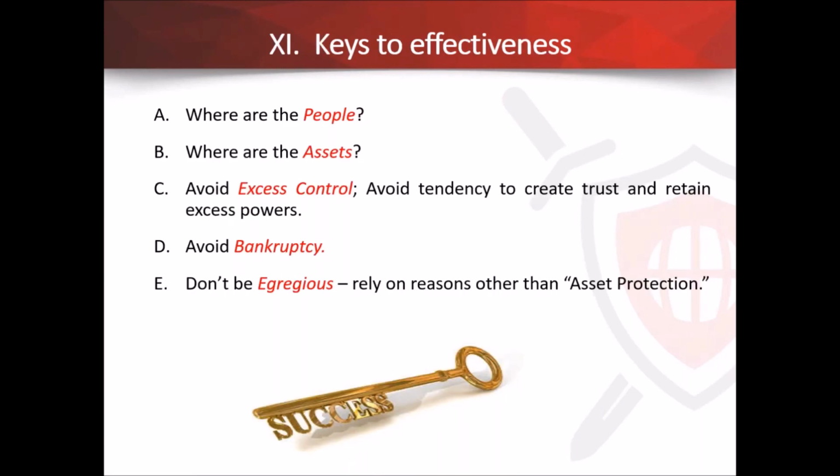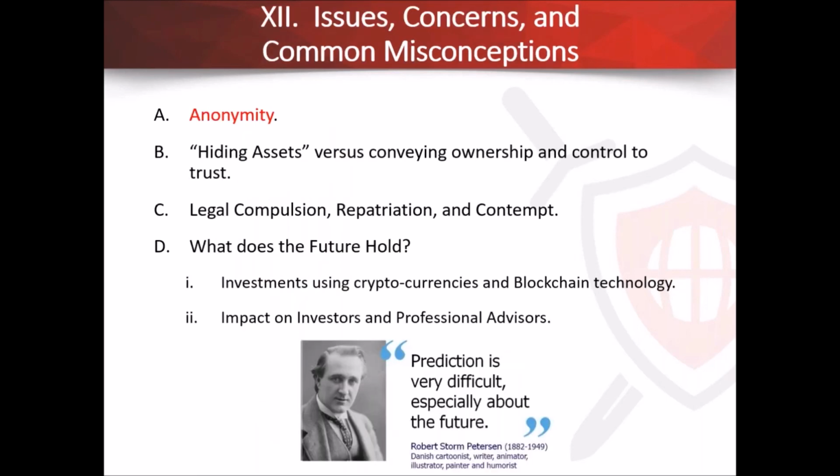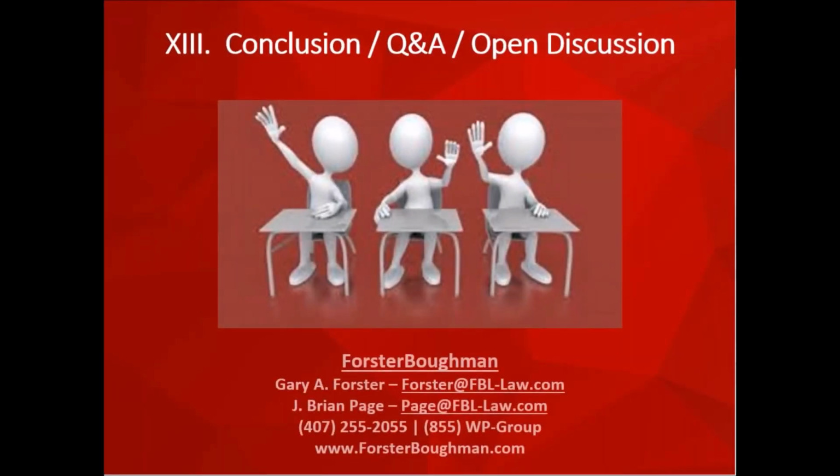And here are some of the factors in the effectiveness, especially of U.S. asset protection trusts. Where is everything? Do you control it? Are you taking advantage of the system? Anonymity, you definitely want to go offshore, and that's that.